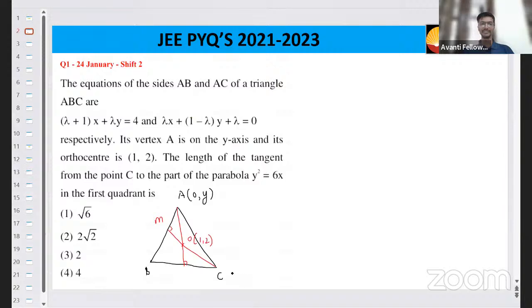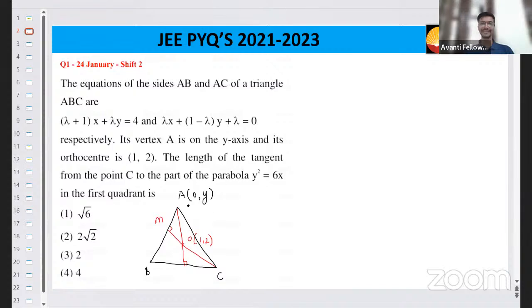The length of tangent from point C to the part of the parabola in the first quadrant is asked. So basically, we have to find the length of tangent from point C. That means we require the coordinates of point C. Right, guys? So let us try to get the coordinates of point C. First of all, let us start by getting the coordinates of point A.